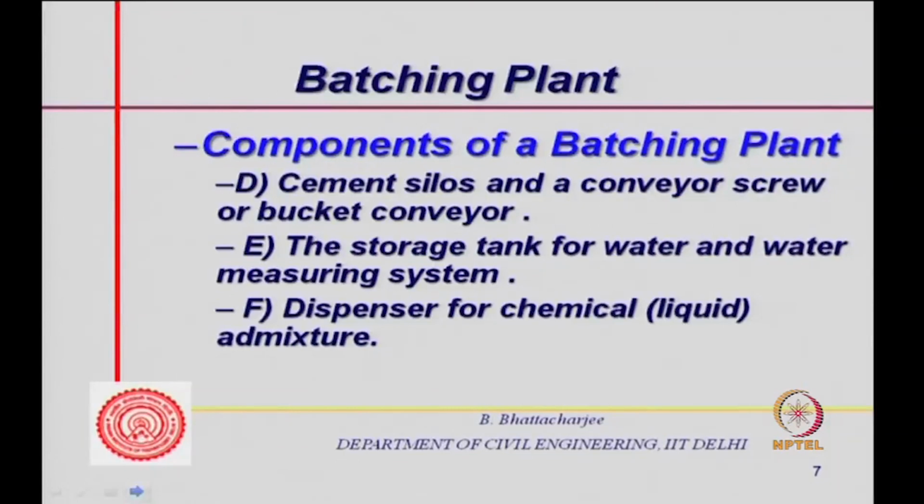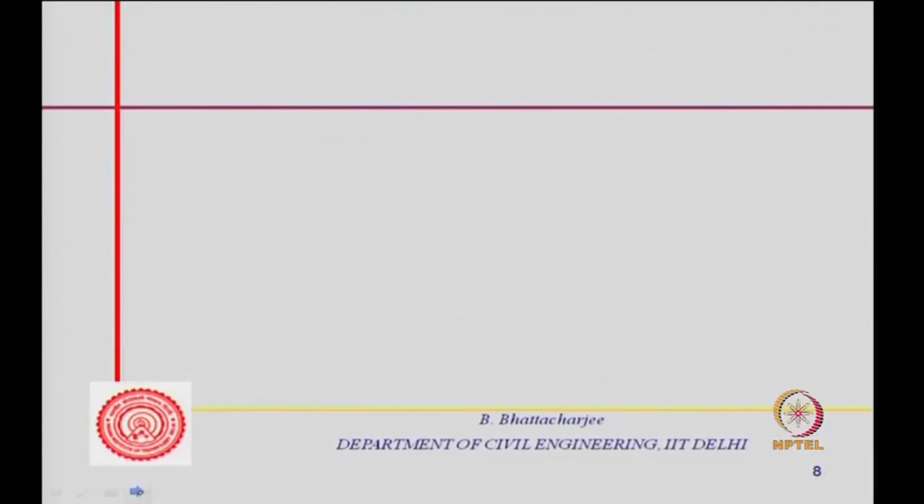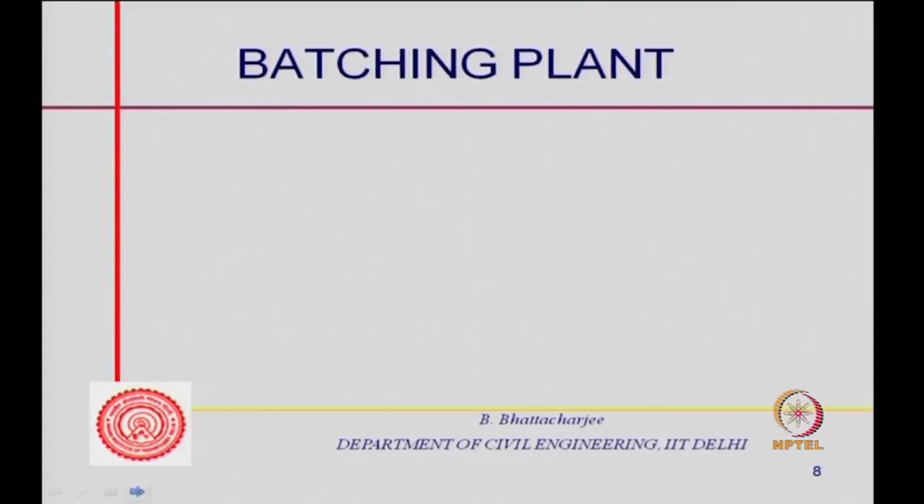If you have admixtures, chemical admixtures, some kind of a dispenser for chemical admixtures, which will actually add to the system before mixing. So, these are the components. Now, let us look at a batching plant straight away.